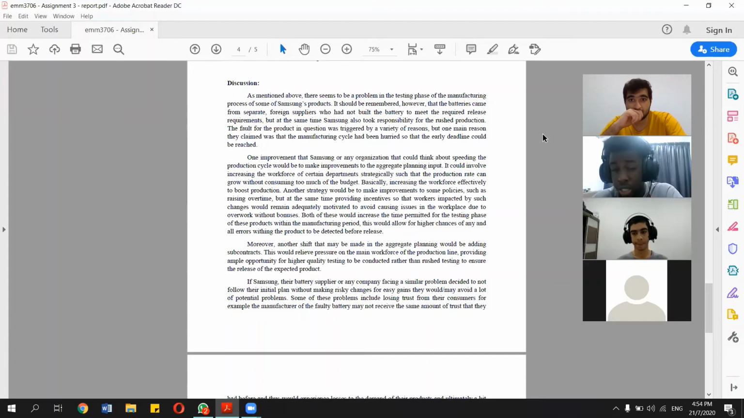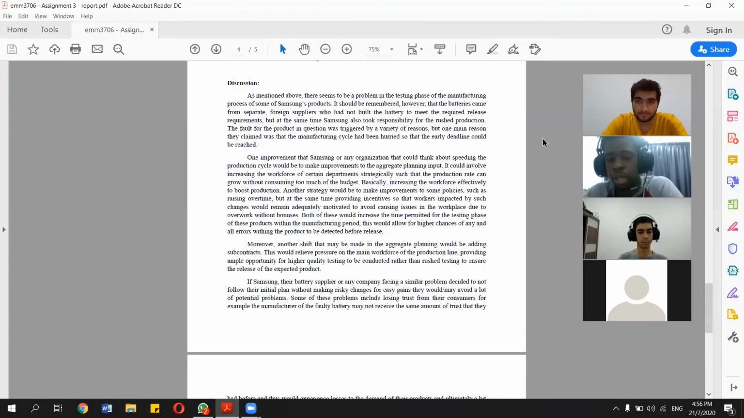The second one, which is also tied to this, was increasing overtime. The company might decide to do both, increasing overtime and workforce to a smaller degree, or do either one. You either increase the workforce, or keep the same workforce but increase the overtime. But when increasing overtime, the company should look to add incentives so that workers are motivated, so we don't have uprisings where they say they're being overworked while not getting any rewards. Both of these would give the company more time in the testing phase. They wouldn't have to rush it.